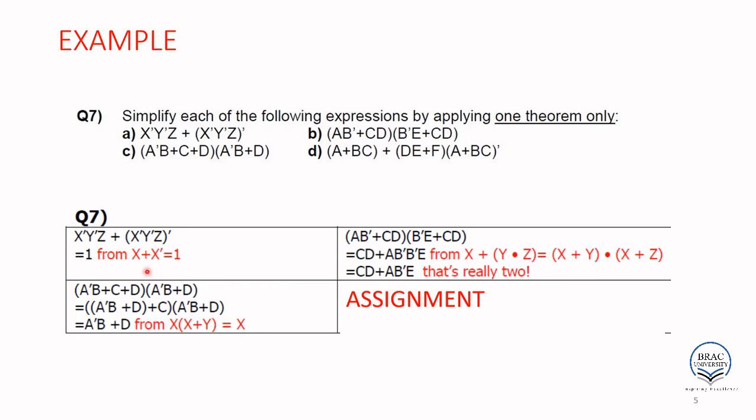We know x into x prime equals 1. If we consider this one as x prime y prime into z, and this becomes x prime, we can directly write it as 1. You need to write the law or equation number which you saw in the last video. If you look here, b a b prime plus cd plus b prime e plus cd. Here also we can use the equation (x plus y) into z equals (x plus z) into (y plus z).